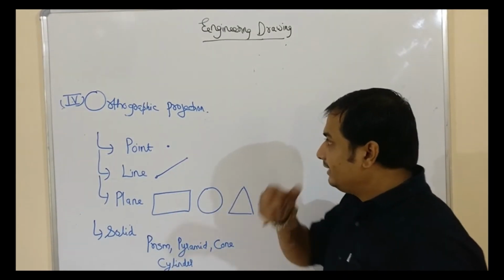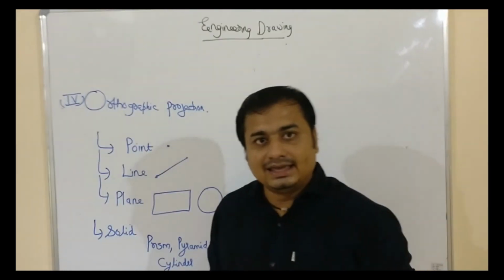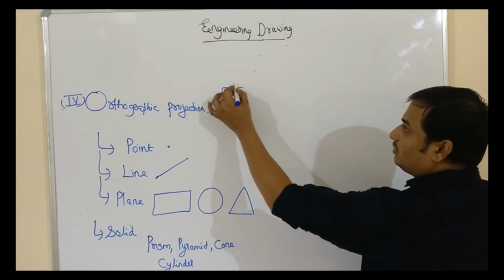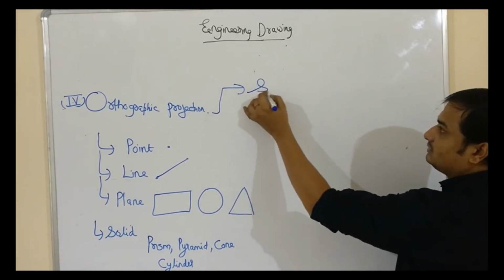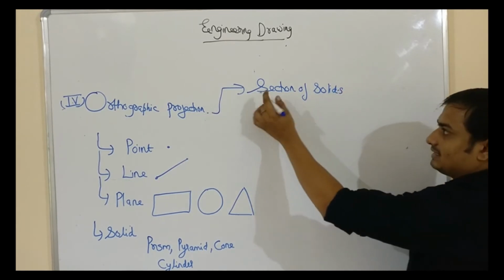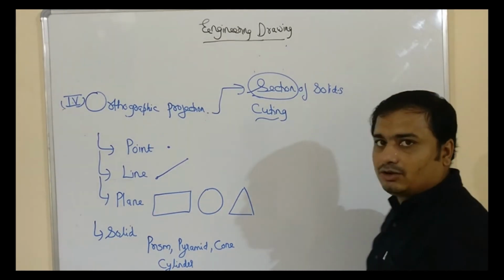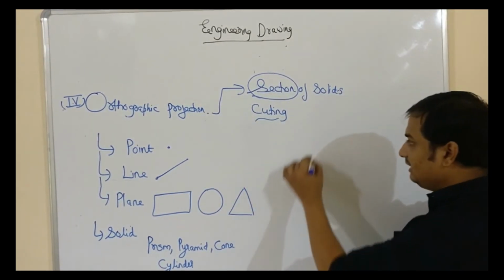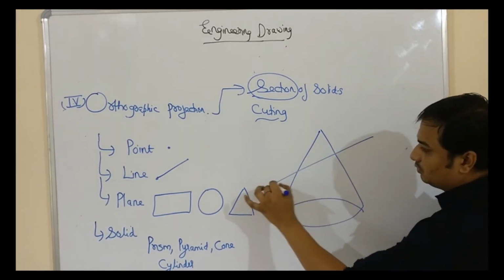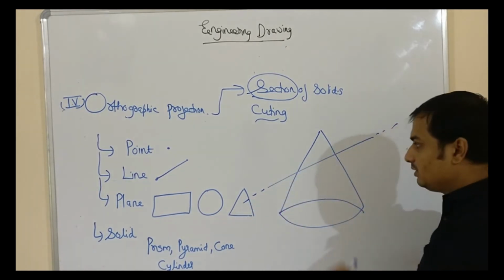Now after clearing all the concepts of orthographic projection based on all the objects, we have divided this into sub-components. The first component is called section of solids. Section is the word that means we are going to cut the solid. Cutting the solid means, if this is a cone, we are going to cut this cone by a plane.